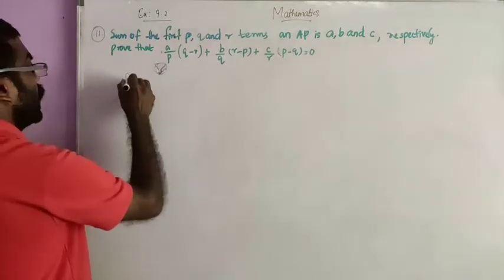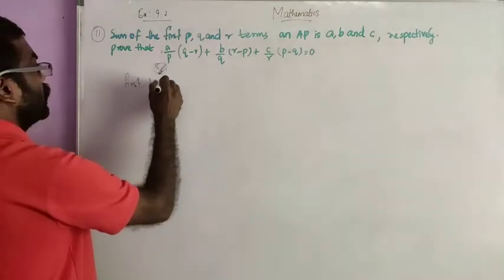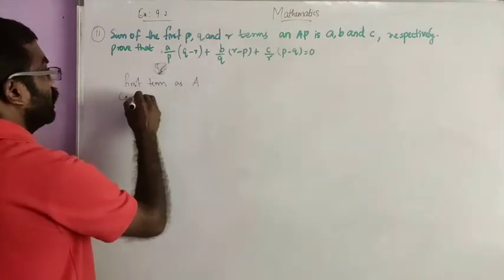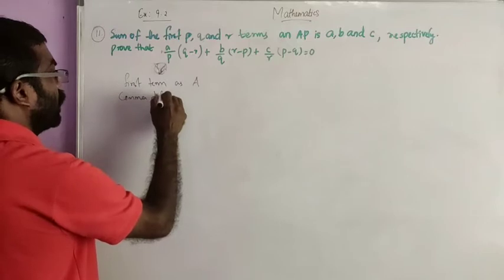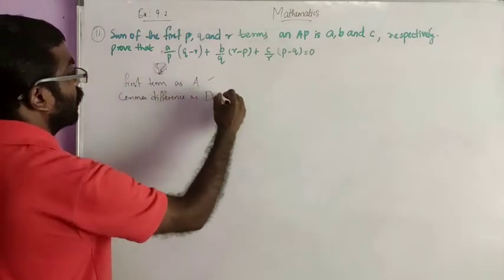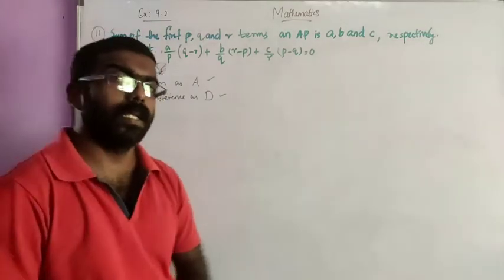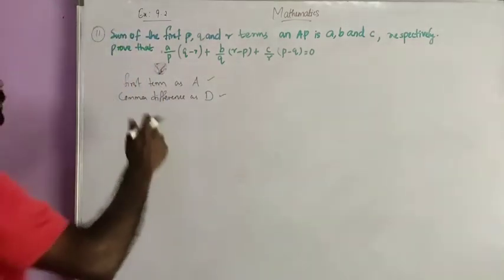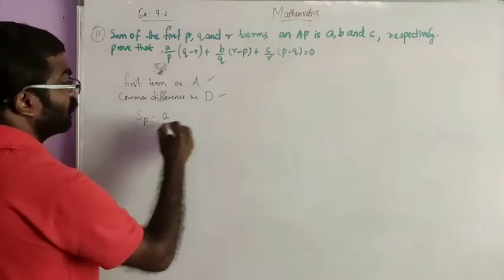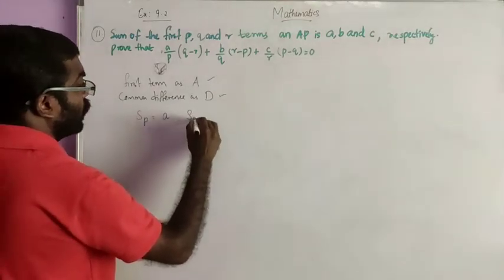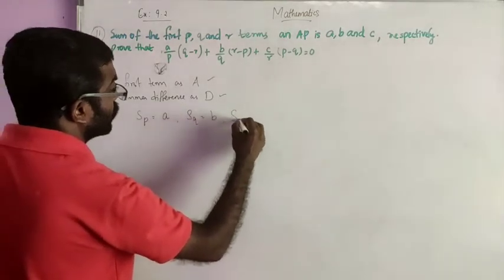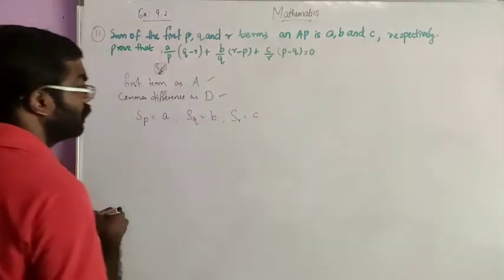So here we can take the first term as capital A and the common difference as capital D. It is given that the sum of the first p terms, that is Sp, is equal to small a, the sum of the first q terms Sq is equal to small b, and the sum of the first r terms Sr is equal to small c.